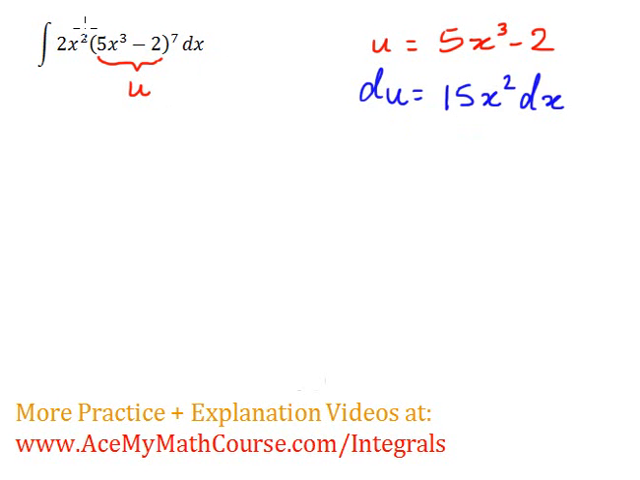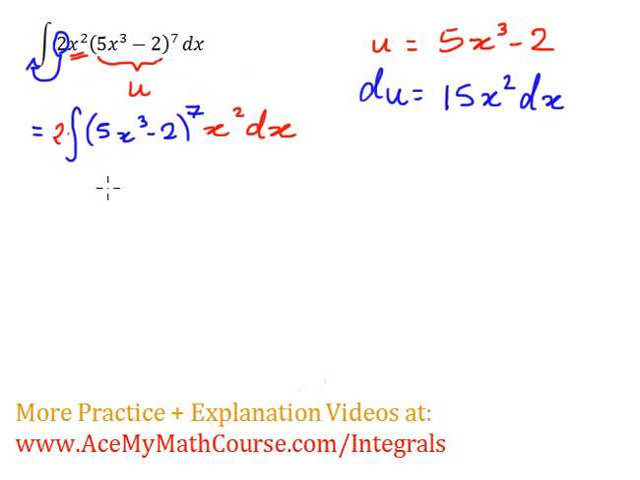Well, let me first rewrite the integral. So I'm just going to rewrite it as 5x cubed minus 2 to the 7. I'm also already going to take out the 2. I'll leave it outside. It's going to chill out outside, out in the cold. Too bad. And I'm just going to put the x squared right here. So we have x squared dx. Okay? Fantastic. Now, look at the differential. We have x squared dx here as well.